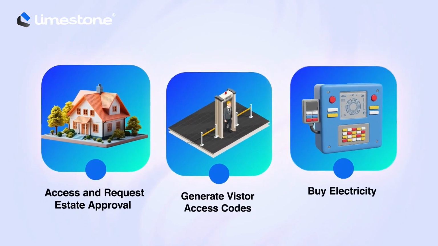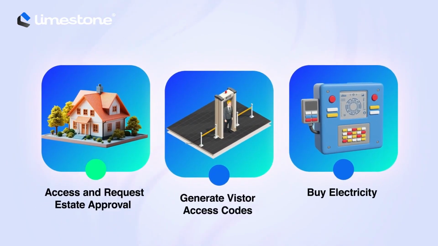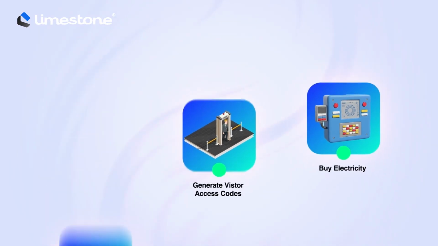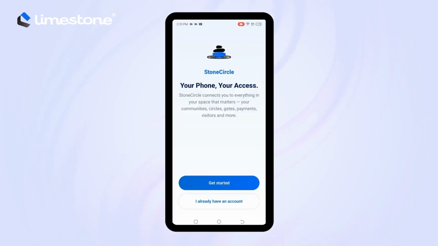This walkthrough shows how residents can use Stonecircle to access their estate, request estate approval, generate visitor access codes, and purchase electricity from one simple experience. We'll begin on the Stonecircle welcome screen. This is the resident's entry point into the app.